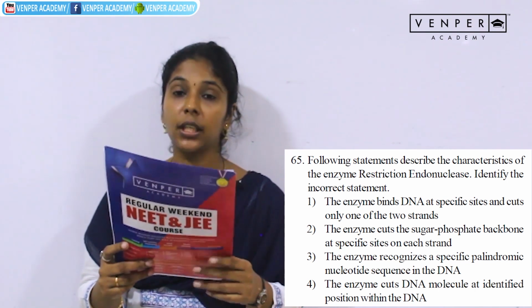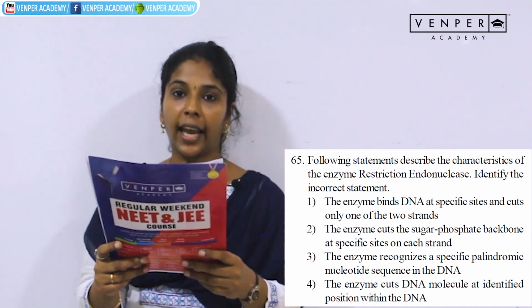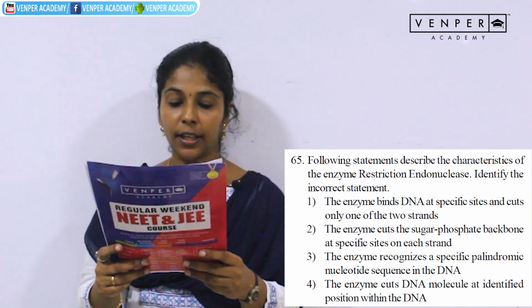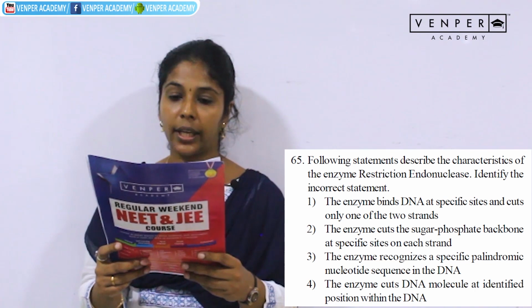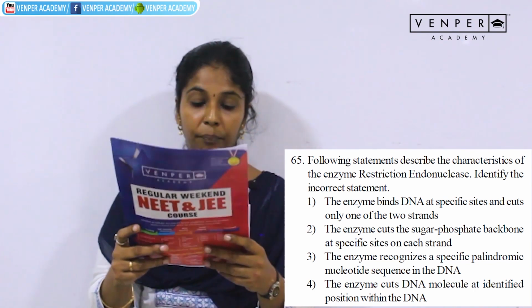So the incorrect option is the first option, that is the enzyme binds DNA at specific sites and cuts only one of the 2 strands. Actually, restriction endonucleases cut both the strands.